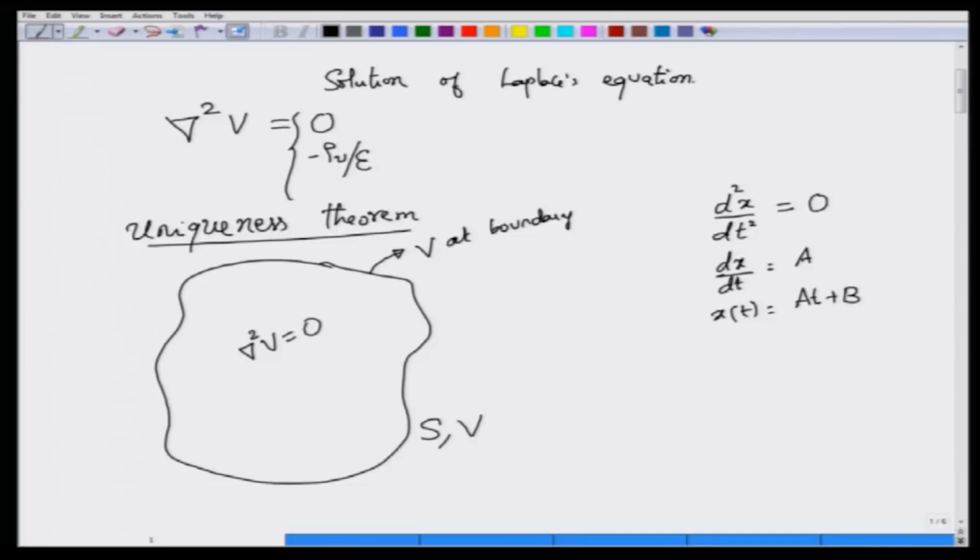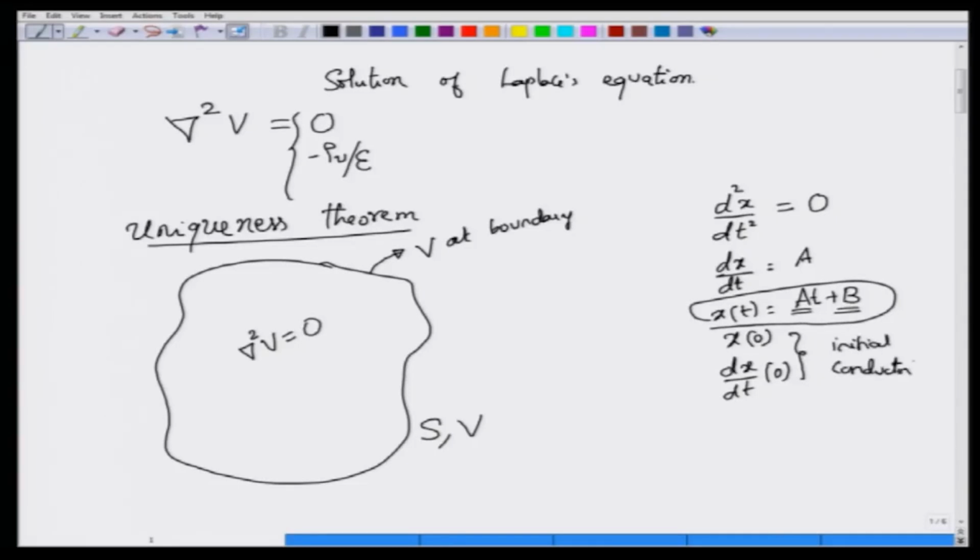Now unless you specify the initial conditions, like you specify what would be the initial position at time t equal to 0, or at any other convenient time, and you also specify what would be the value of dx by dt at time t equal to 0, you will not be able to evaluate these two constants a and b. So to evaluate the constants a and b of this general solution, you need the initial conditions. Okay.